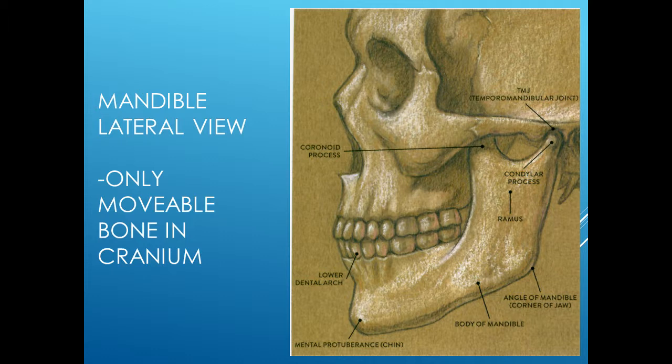Here's a lateral view of the mandible. Now we're going to see close up here. There are different parts in this. Keep in mind that the mandible is the only movable bone in the cranium. Here you can see the TMJ, the temporomandibular joint, right? And this little piece of the bone right here is called the condylar process. The condylar process right inside there.